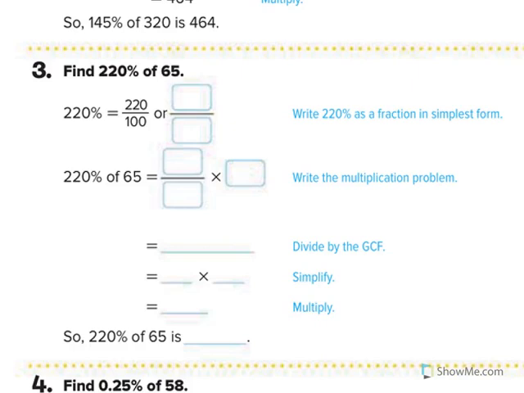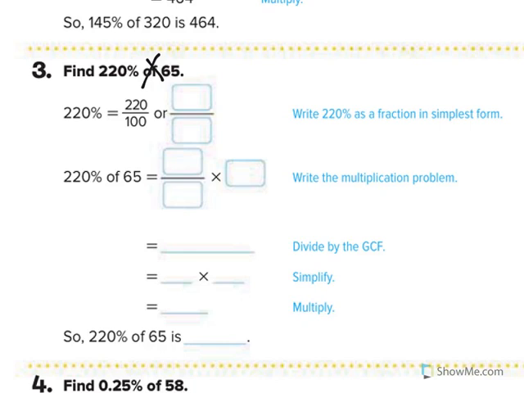Now let's try example 3 together. So go ahead and fill in the blanks with me as we do this. Find 220% of 65. The strategy that they're using here is taking 220% and turning it into a fraction in order to then multiply by 65, since I know that "of" means to multiply.